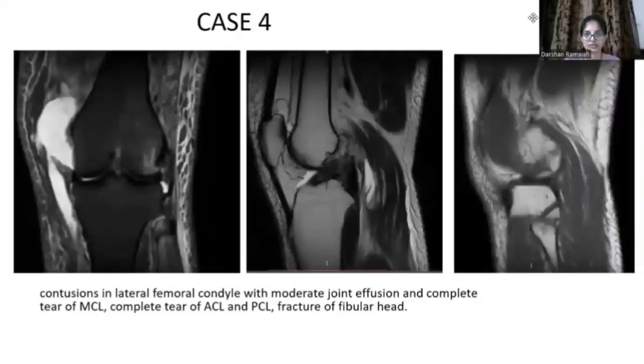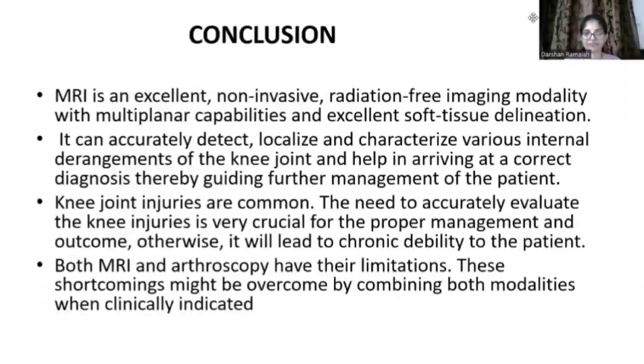This first image shows a bony contusion in the lateral femoral condyle with a moderate joint effusion and a complete MCL tear also. In the second image, there is an altered signal intensity in the ACL and the PCL. This was a complete tear. And the third image shows a fracture of the femoral condyle.